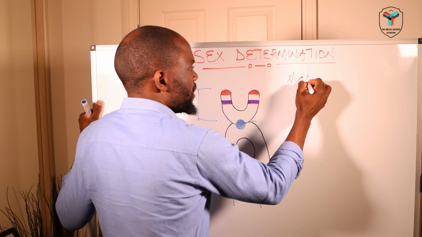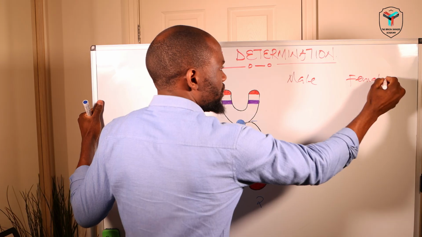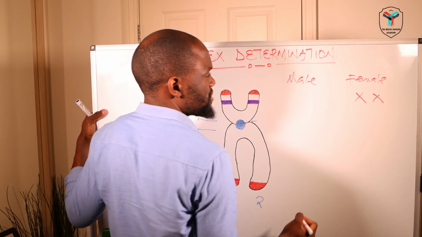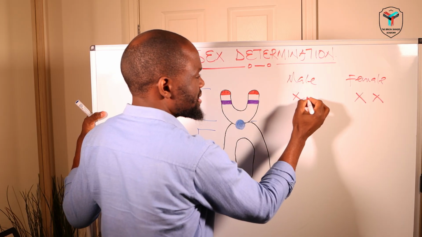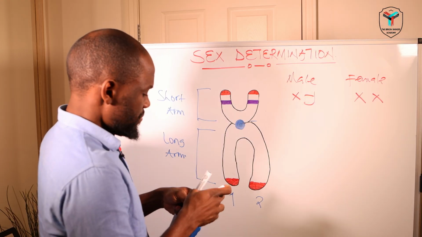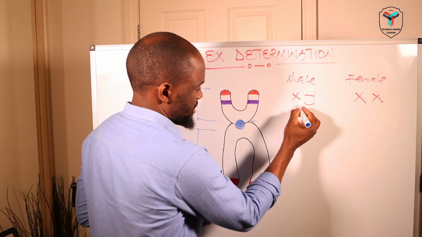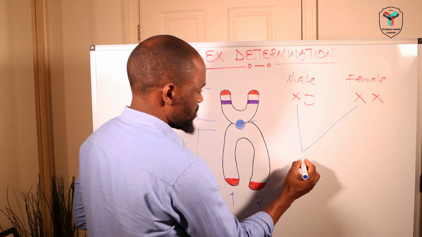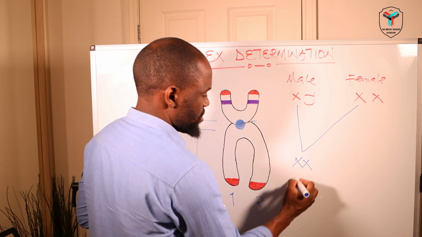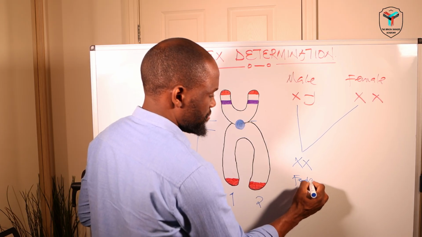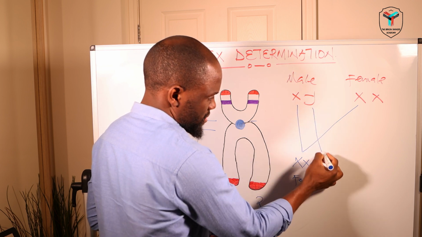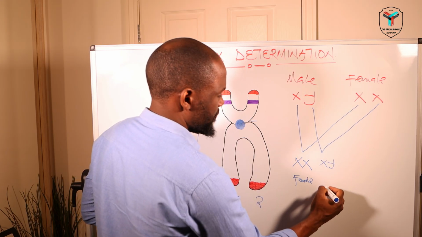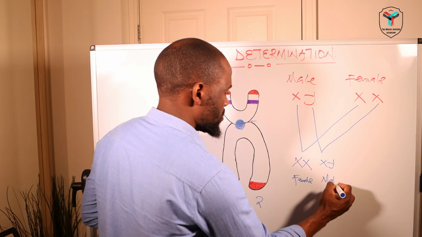Now you have a male here and you have a female here. A female will always have two X chromosomes, so you have XX, and a male is always going to have an X and a Y chromosome. Now, if a male gives out an X and the female also gives out an X, then the resulting child is going to be an XX. So this automatically makes this child female. And if the male gives out a Y and the female gives out an X, this will be an XY. This then makes the child a male.